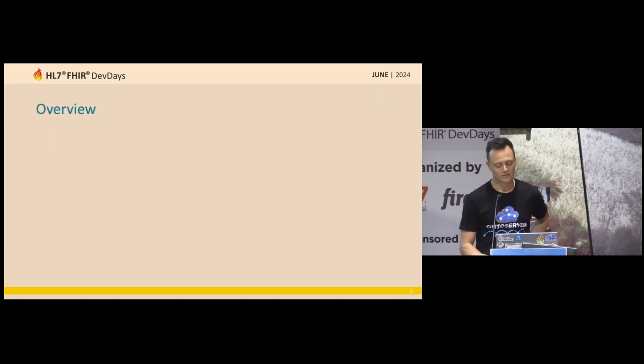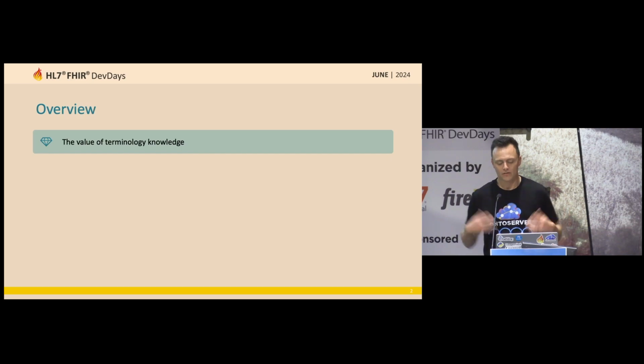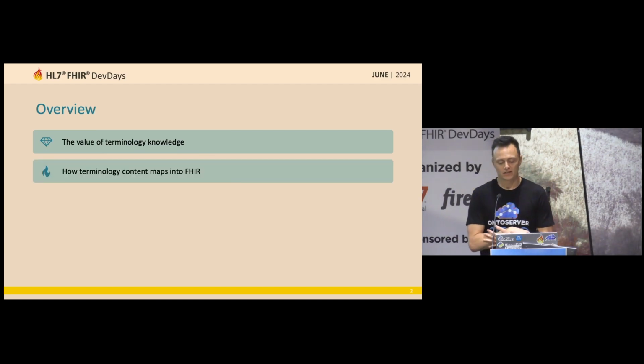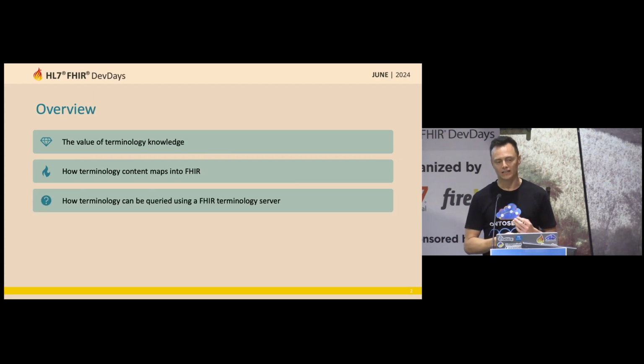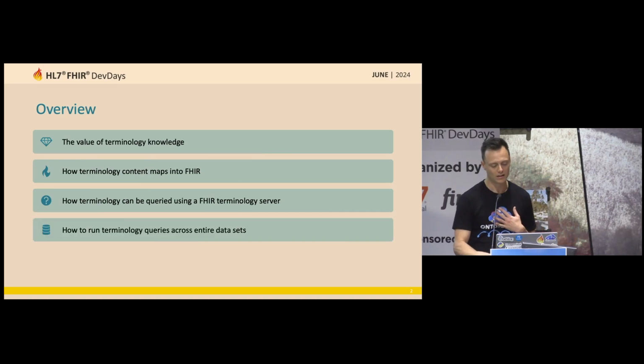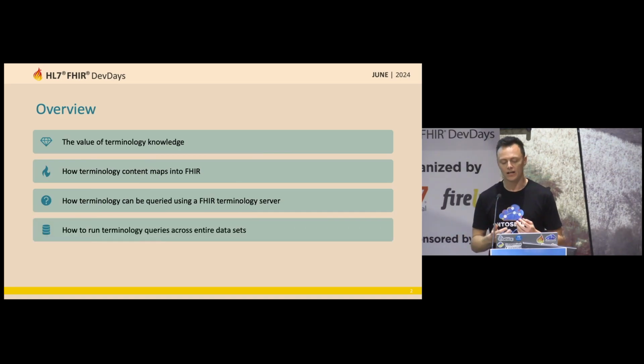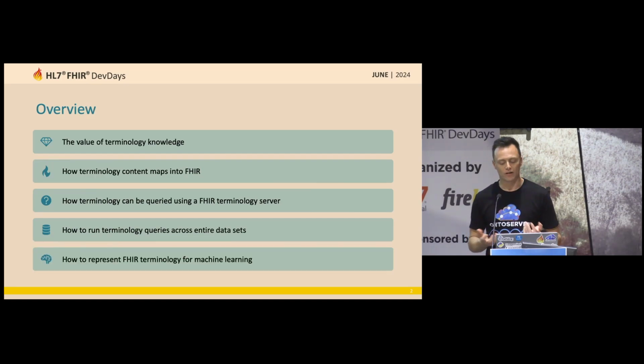The way I'm going to structure this talk is to start by talking about the value of terminology knowledge for analytics and the types of information that can be taken from terminologies to enhance your data set. Then I'm going to discuss the FHIR terminology model and how terminology content can be mapped into this for a consistent interface. I'll also cover how you can query FHIR terminology using a server. Then we'll dive into how to run terminology queries across entire data sets and also how to represent terminology for machine learning applications.